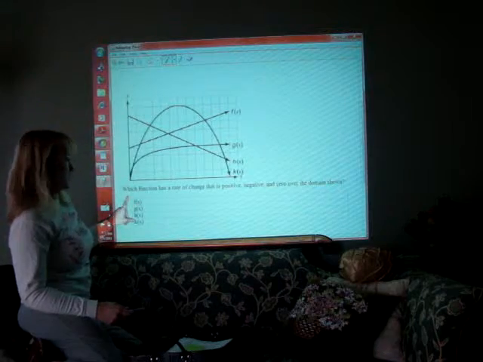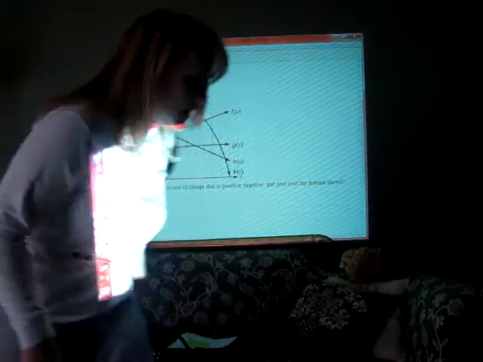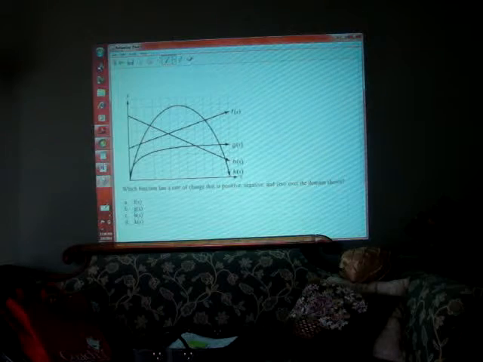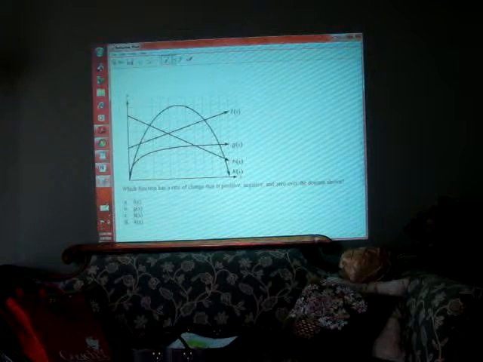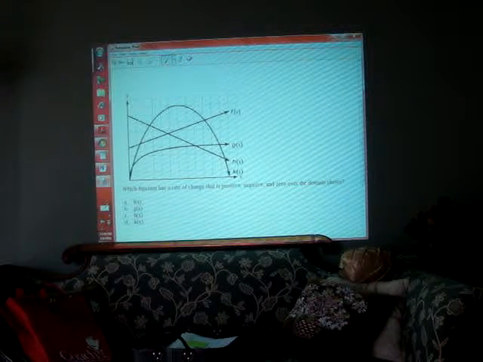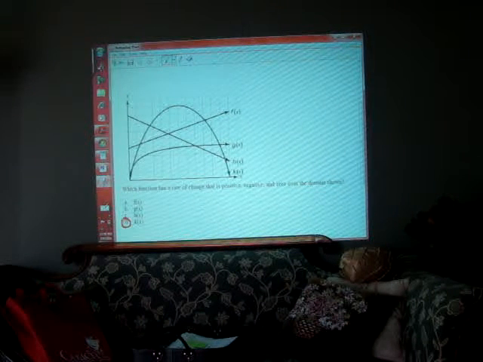K of x is the one that this particular question is asking for. And so when it says which one has a rate of change that's positive, negative, and 0, the only one that fits that description is D, k of x. Okay, so the answer to this one is D.